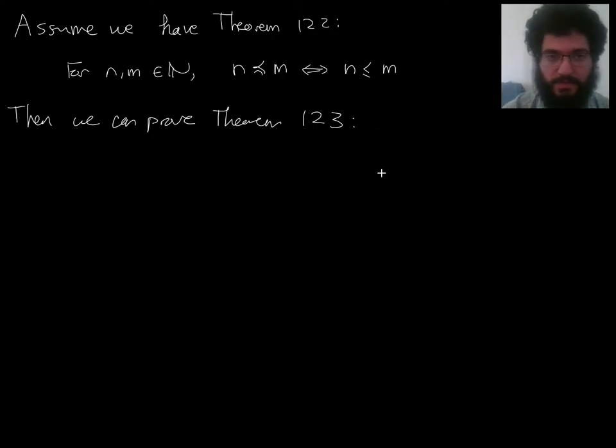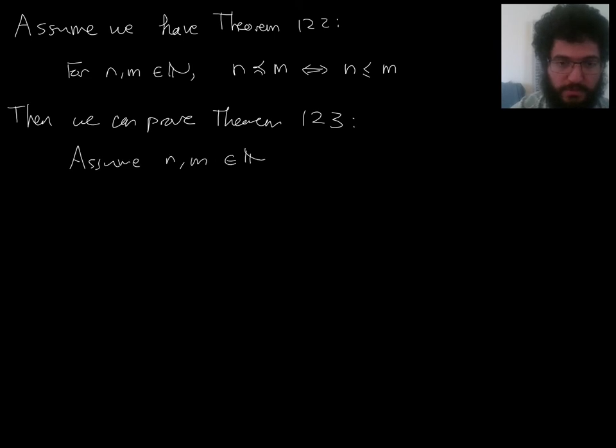So I just want to convince you that if we have theorem 122, then we can prove theorem 123. So let's suppose we have theorem 122. For natural numbers n and m, an injection from n to m can exist if and only if n is less than or equal to m. Then I claim we can prove theorem 123, which starts by assuming you have two natural numbers, and then it also makes a bidirectional claim.